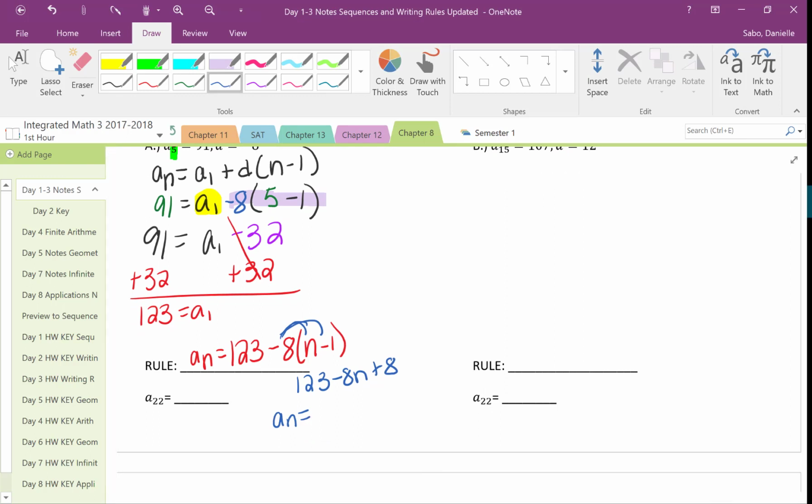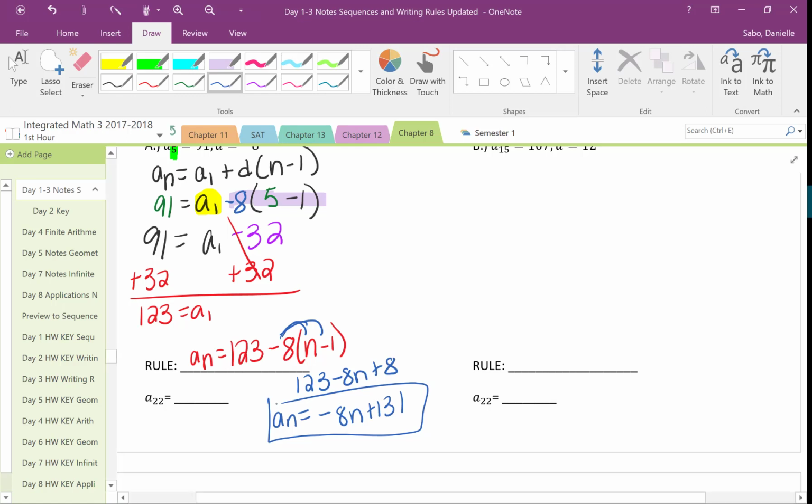What'd you say? 131 minus 8n. Very good. You could have rewritten it a different way, but I like to have my n in front. Now go ahead and take a second and plug in 22 to find the value of the 22nd term. You can use your calculator, you can use your brain, but find the value of the 22nd term. Go.